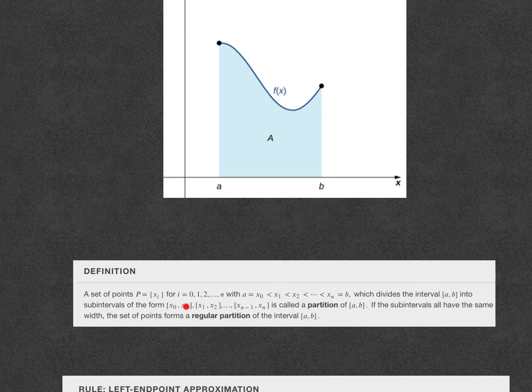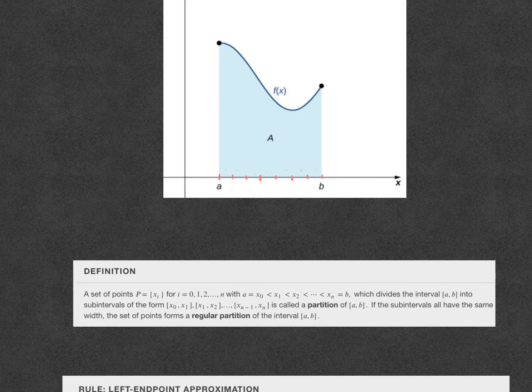Okay? X naught to x1, x1 to x2, etc. So what that means visually, because that definition is fairly abstract, is that I start at A and I break A to B up into a bunch of subintervals, into n subintervals. In the case of what I just drew, it's 1, 2, 3, 4, 5, 6, 7 subintervals. That is called a partition.